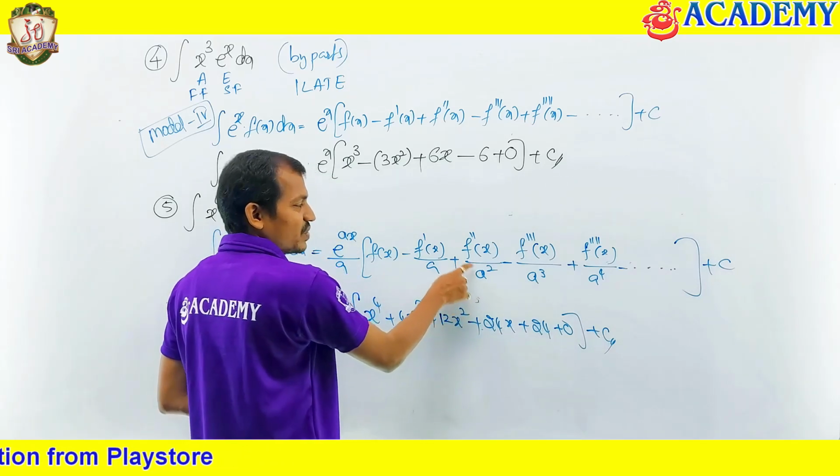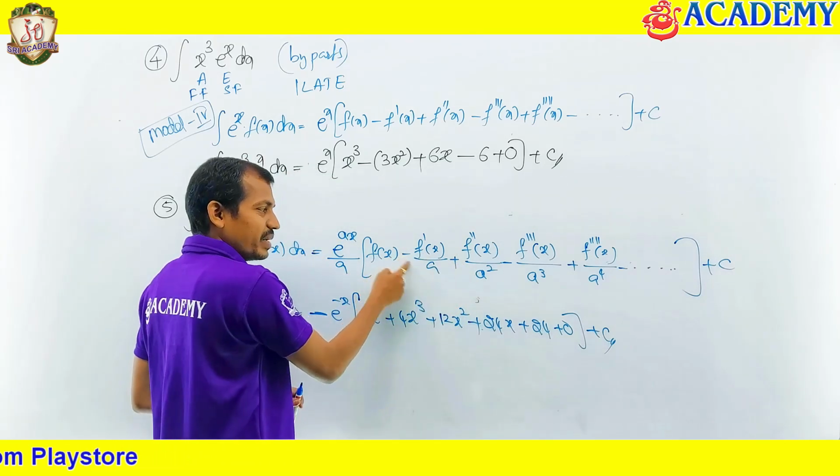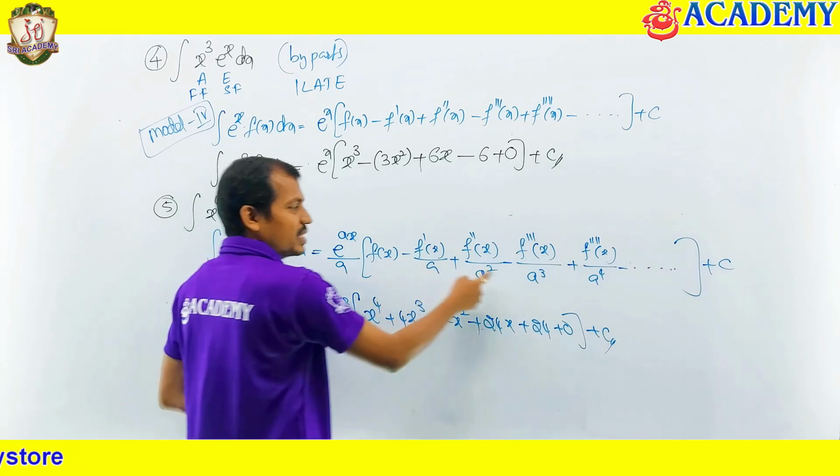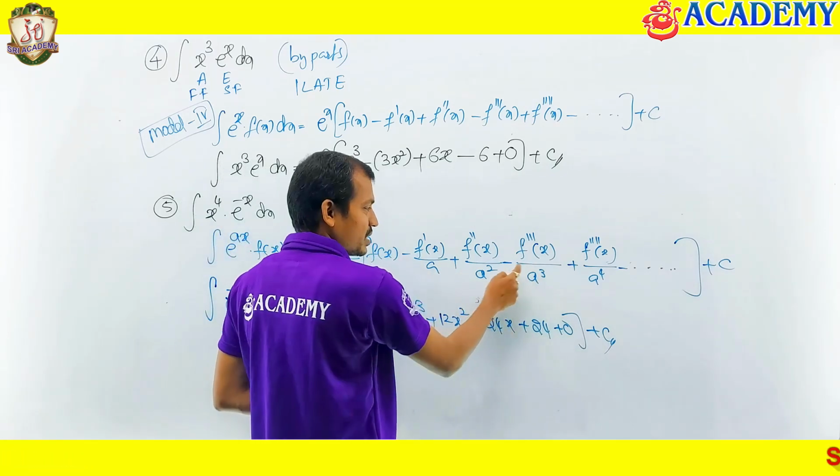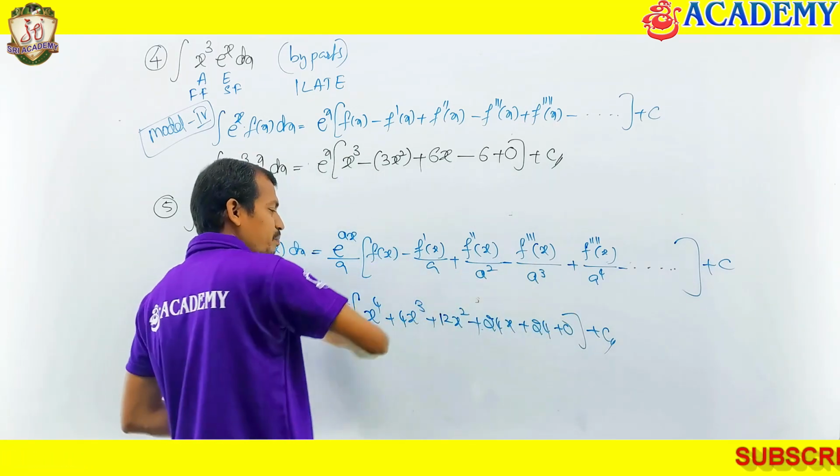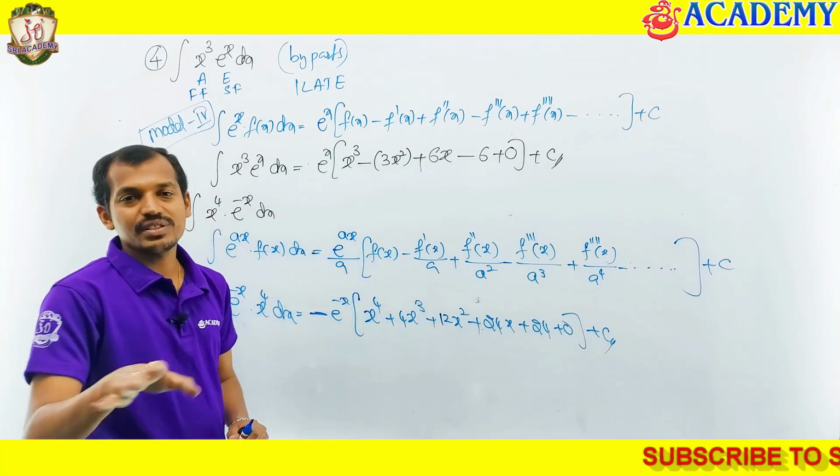Why? Because minus 1 whole square means plus 1, but already minus is there, here minus 1, minus into minus is plus. Here minus 1 whole cube is nothing but minus, and minus into minus is going to be plus. In between you are going to get all positives.